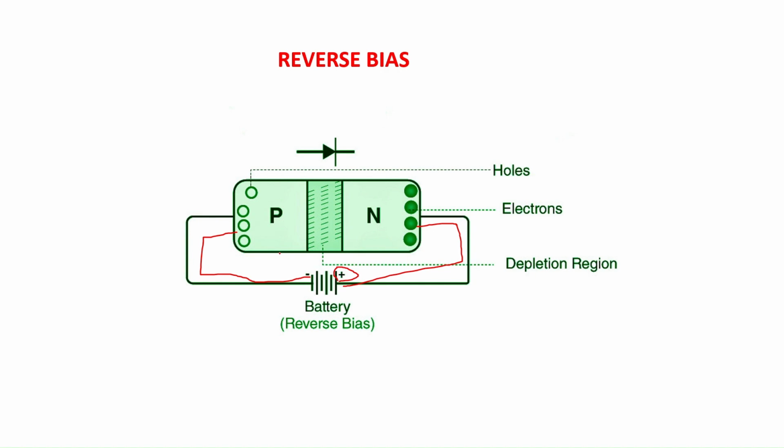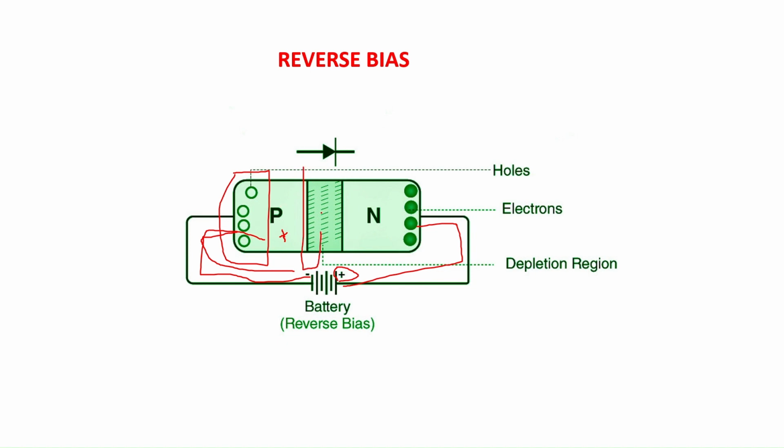In P-type, we know that the majority charge carrier is holes. So the holes will be attracted by this negative pole. So the majority charge carriers will accumulate at this point, and the minority charge carriers will accumulate at the PN junction.